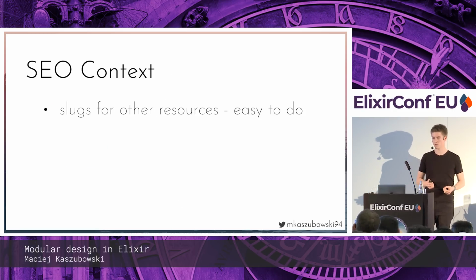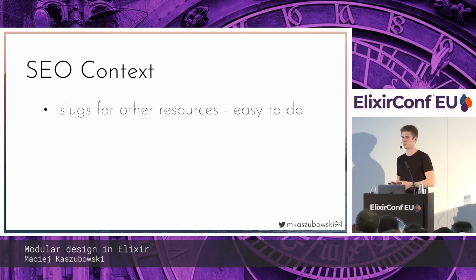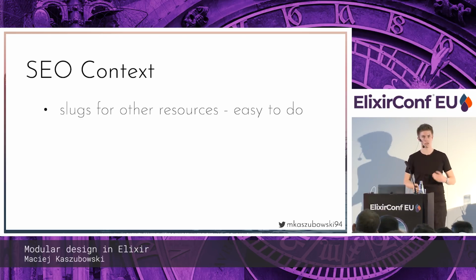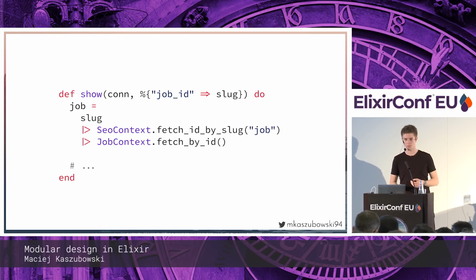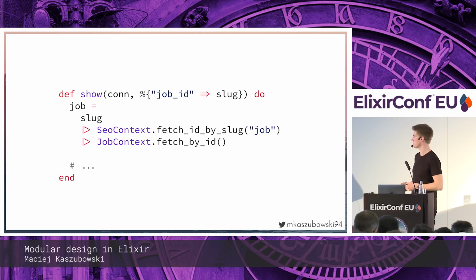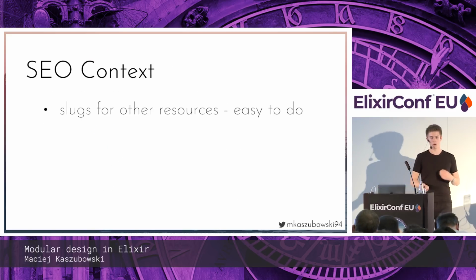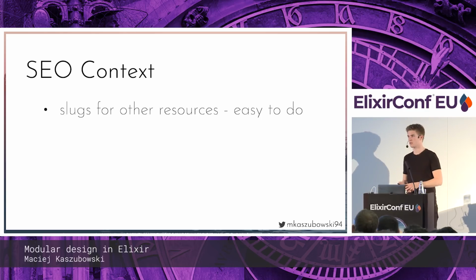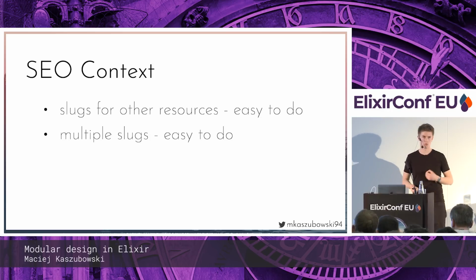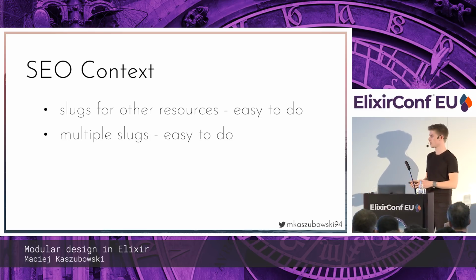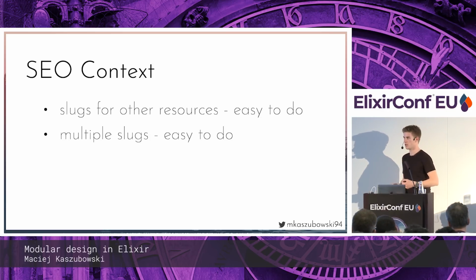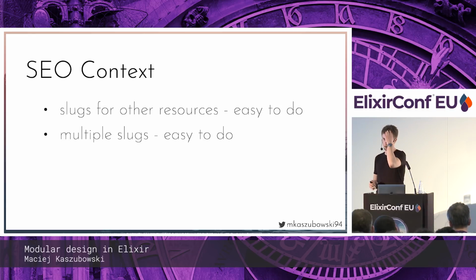So we can reuse this behavior for other stuff as well. If we want to support slugs for other resources, for example for users, we can just reuse the same module. As you saw, we pass the resource name, so we can, for example, pass the user and use the same code for users. Also, changing the rules of how the slugs work is pretty easy as well. If we want to support multiple slugs for each resource, it is pretty easy to do, and we don't have to change many pieces as we would have to do if we just put the slug field on the job.